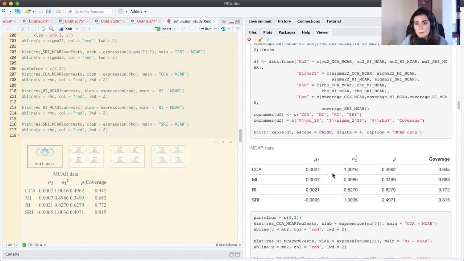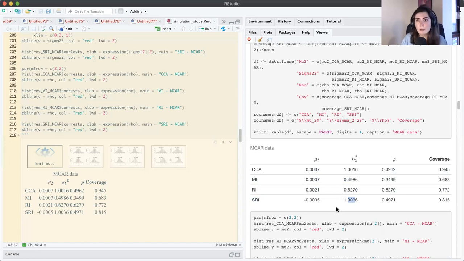Now let's move to the variance. We know that the true value is 1, and we see that for complete case analysis, I have obtained 1000 values for the variances, and I have computed the mean. So it's okay. Mean imputation, bad. We already know that mean imputation attenuates the variability. Regression imputation, the same, because the values also fall on the regression line. And stochastic regression imputation recovers the variance well.